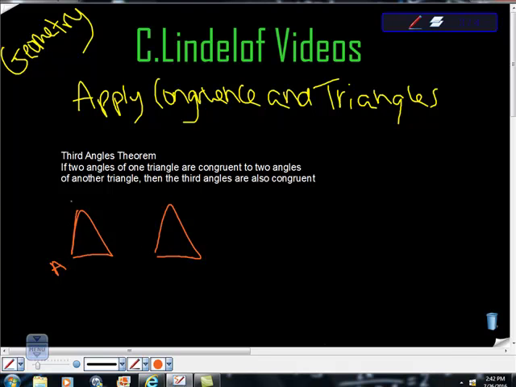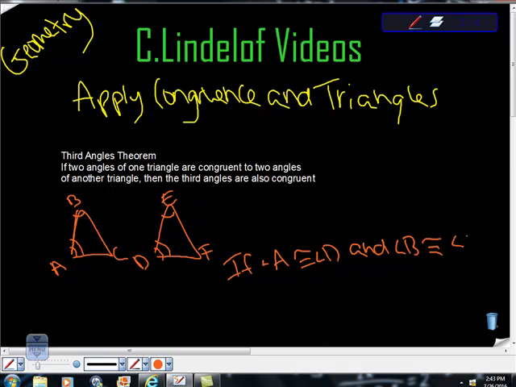We'll call this angle A, this angle B, and this angle C. Call this angle D, this angle E, and this angle F. Let's say angle A is congruent to angle D, and angle B is congruent to angle E. If angle A is congruent to angle D, and angle B is congruent to angle E, then angle C is congruent to angle F, because these two angles are congruent to these two angles, so these two angles would be congruent. And that's just what it says here, so that's pretty simple. Okay, moving on.